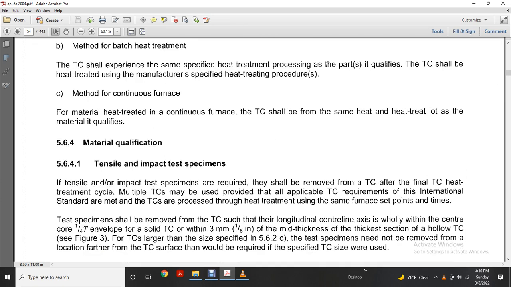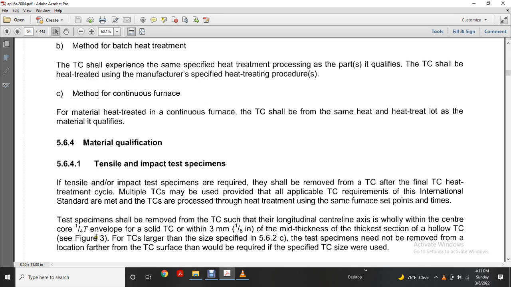Material qualification. Tensile and impact testing specimens are required, and they shall be removed from the test coupon after final test coupon heat treatment. Multiple test coupons may be used to meet the test coupon requirements of the international standards, with the test coupon processed in heat treatment using the same furnace at the same points and times. Test specimens removed from the test coupons shall be along the longitudinal centerline axis, only within the central core with a 1/4 T test thickness envelope, with 1/8 of an inch minimum mid-thickness for the thickness section of the hollow test coupon. See figure 3.